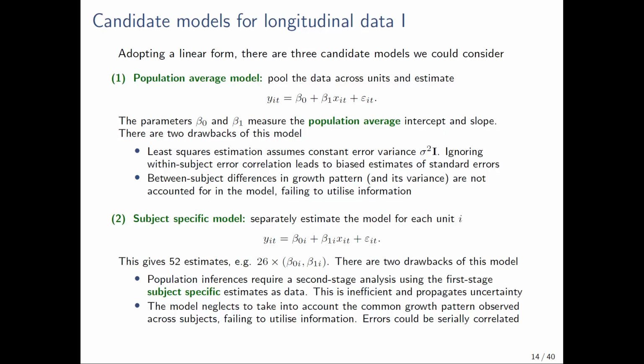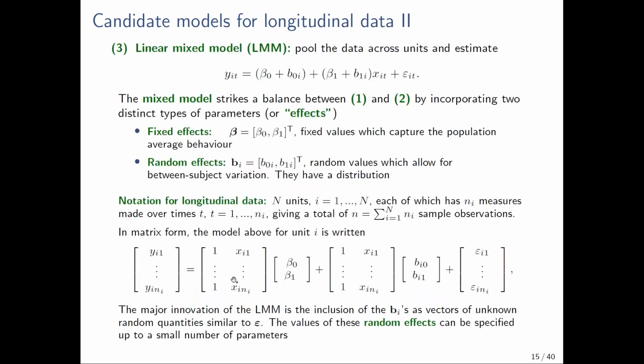And the within subject errors could also be serially correlated, which is another problem. Now, the third model we could estimate is the linear mixed model. The way a linear mixed model works is it's going to pool the data across units and estimate the model shown here: Y_it is equal to beta naught plus beta naught i plus beta 1 plus beta 1i times x_it plus an error term.